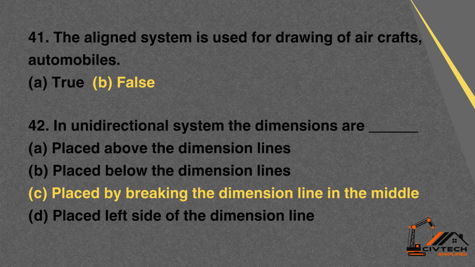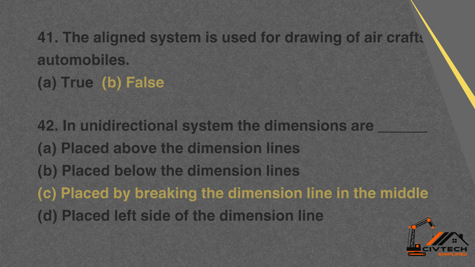42. In unidirectional system, the dimensions are shown. A. Placed above the dimension lines. B. Placed below the dimension lines. C. Placed by breaking the dimension line in the middle. D. Placed left side of the dimension line. Correct option, C. Placed by breaking the dimension line in the middle.